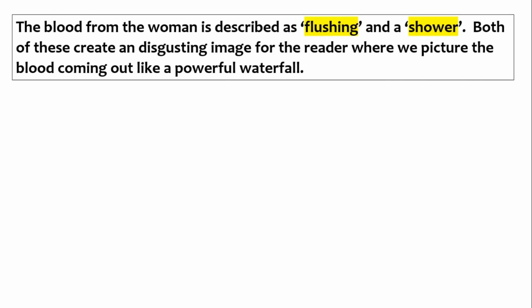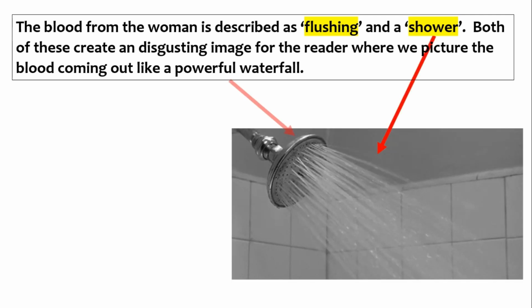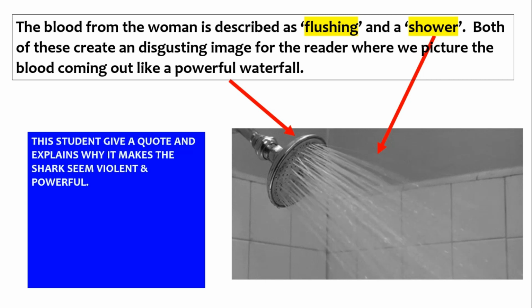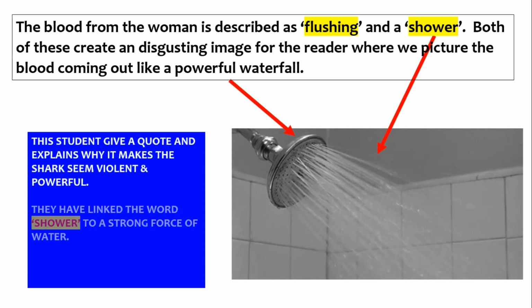Next one. The blood from the woman is described as flushing and a shower. So I put 2 quotes from different parts of the extract together there. Both of these create a disgusting image for the reader where we picture the blood coming out like a powerful waterfall. So again, this student gives a quote and explains why it makes the shark seem violent and powerful.